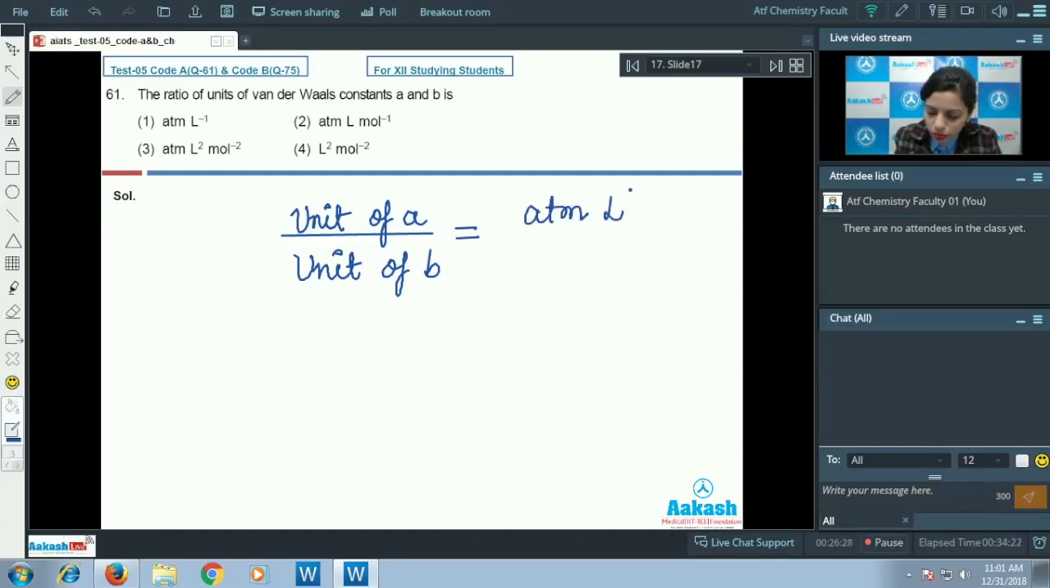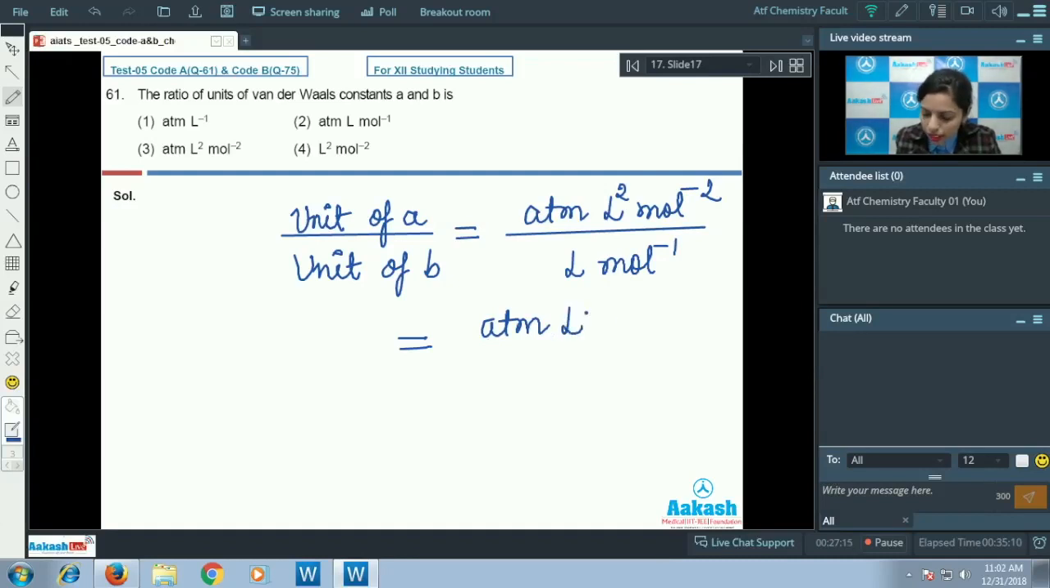atmosphere liter square mole inverse square, and that should be divided by the unit of B. Unit of B is liter mole inverse, and if you simplify it, you will find out this is atmosphere liter mole inverse. This would be the unit, and that unit is given here in option 2, and this is my correct answer too. After this, question number 62.